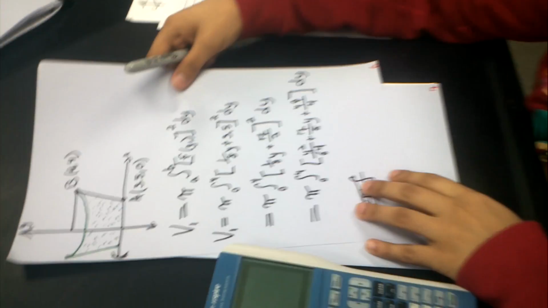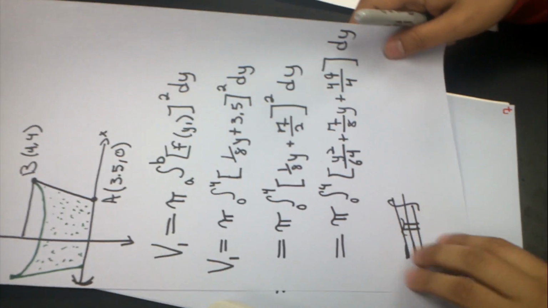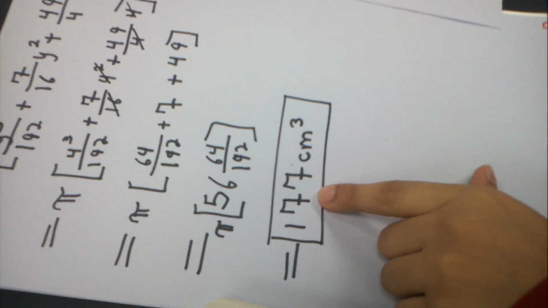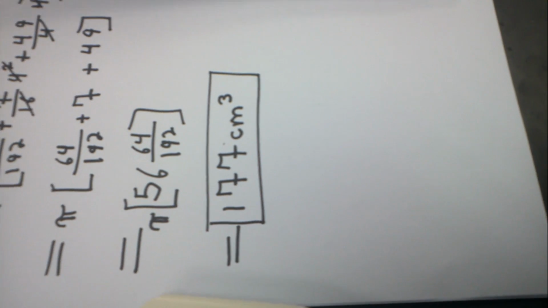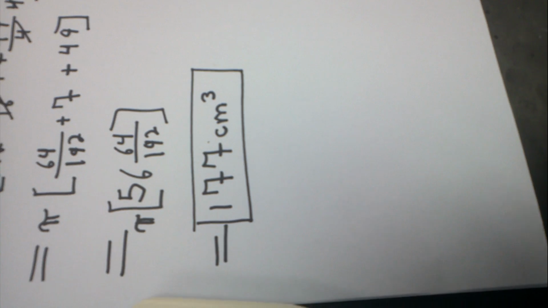So now that I found the volume of the shape manually, as you can see, my final answer was 177 centimeters cubed. I'm going to show you graphically how that looks, and I'm going to prove myself right using this graphing calculator here. So I'm going to plug in this formula right here, which is the equation of the shape. So first, turn this on.